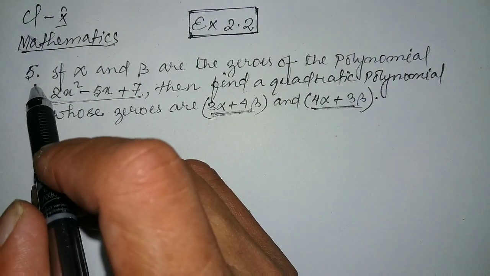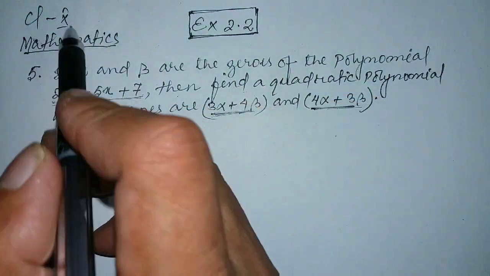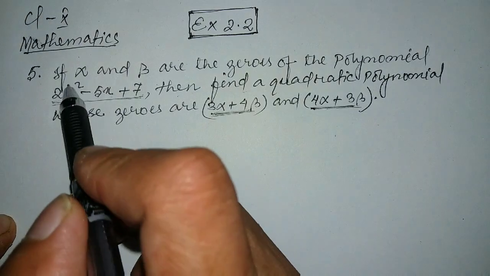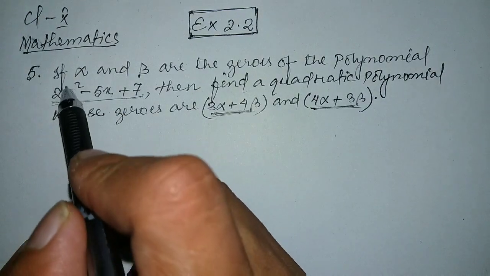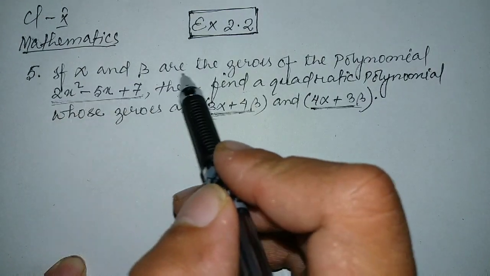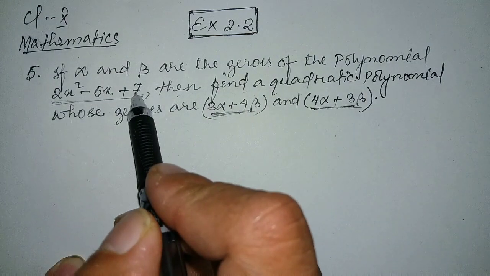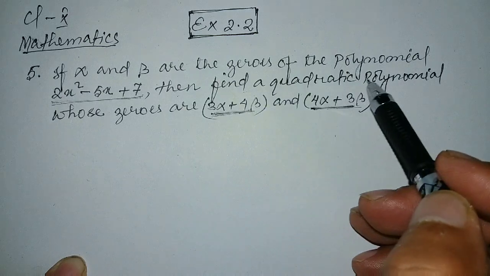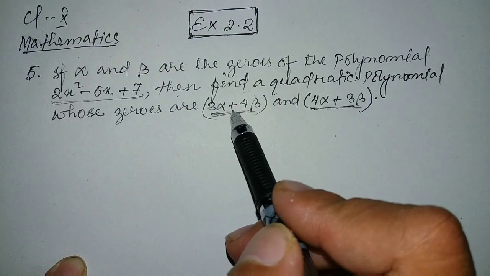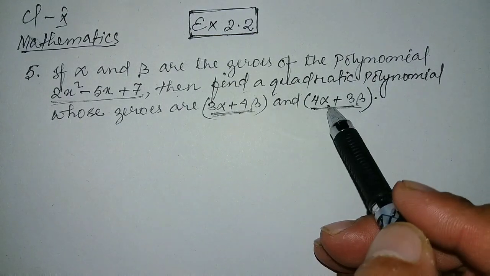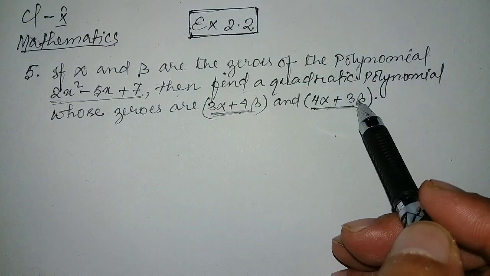This is question number 5 of exercise 2.2, class 10 mathematics. Let us go through the question once. If alpha and beta are the zeros of the polynomial 2x squared minus 5x plus 7, then find a quadratic polynomial whose zeros are 3 alpha plus 4 beta and 4 alpha plus 3 beta.